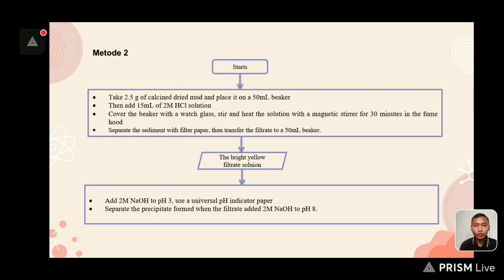Next, method 2. Take 2.5 grams of calcined dried mud and place it in a 50 ml beaker. Then add 15 ml of 2 mol HCl solution.